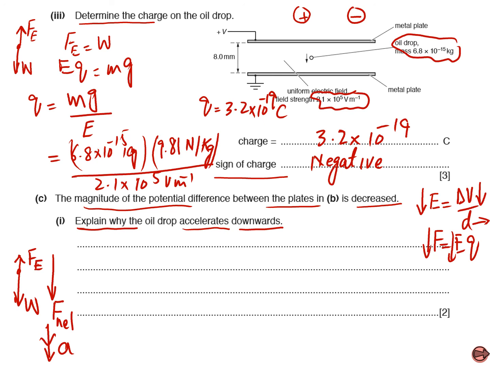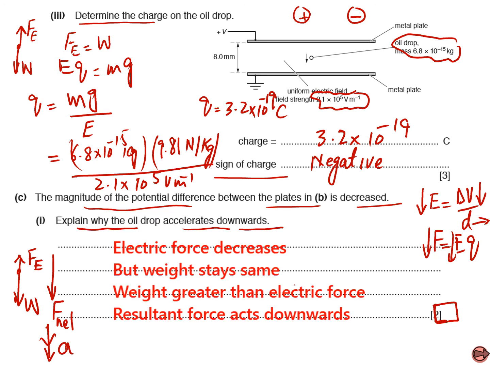If we have this understanding, then we can write a proper answer. There are only 2 marks for this question, so let's try to write a proper answer now. You can say the electric force decreases, and you will get 1 mark. But the weight stays the same, so the weight is greater than the electric force. So the resultant force is acting downwards. So this is how we can answer. That's all for today and for this video.